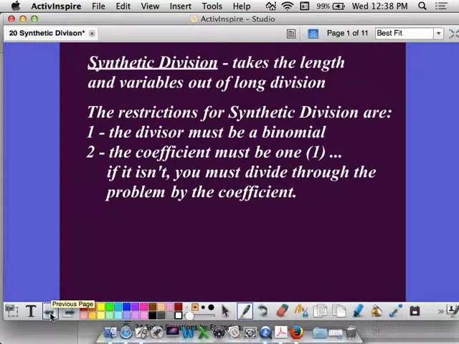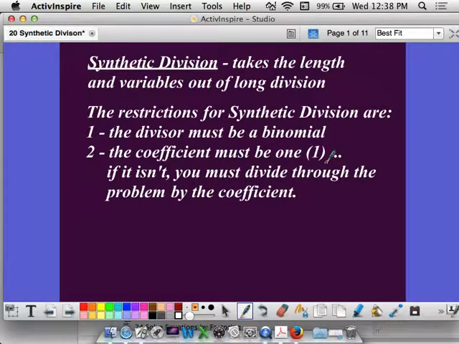The first of the restrictions is that the divisor must be a binomial. In other words, I can't divide by a trinomial. It's got to be x minus 2, 3x minus 4, x minus 7, x plus 2. It's got to be a binomial. The second is the coefficient must be 1. X minus 4, x plus 2, x minus 7, x plus 3. Things like this, got to start with x.